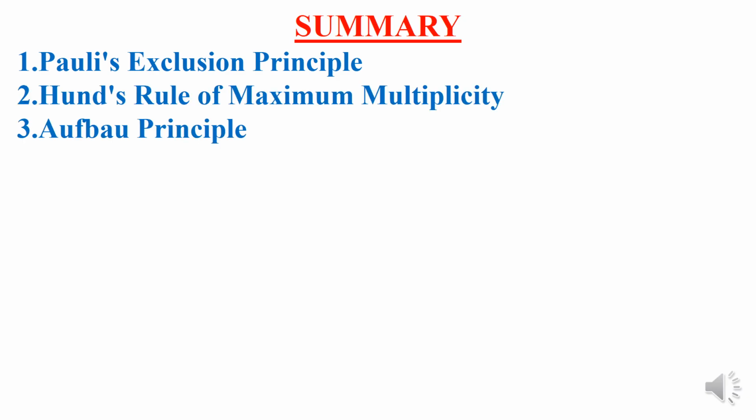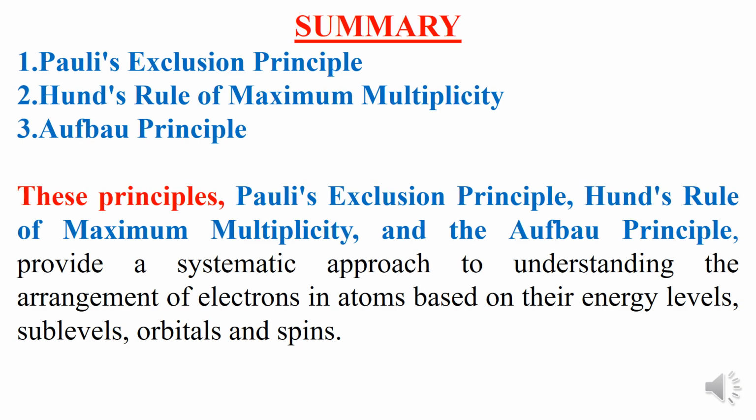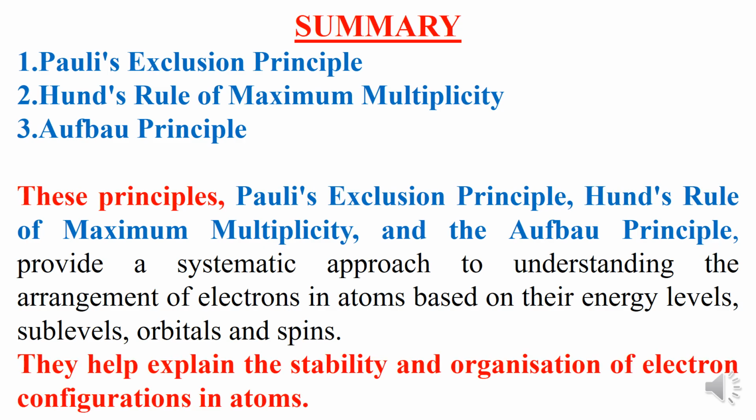And finally, to summarize, Pauli's exclusion principle, Hund's rule of maximum multiplicity, and the Aufbau principle provide a systematic approach to understanding the arrangement of electrons in atoms based on their energy levels, sublevels, orbitals, and spins. So in a nutshell, these three principles help explain the stability and organization of electronic configuration in atoms.